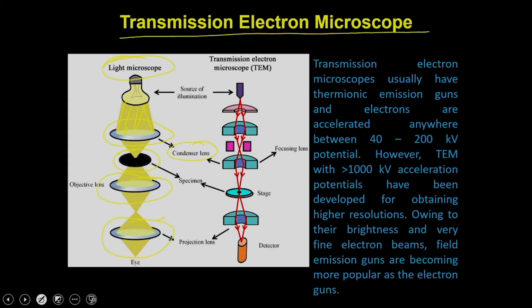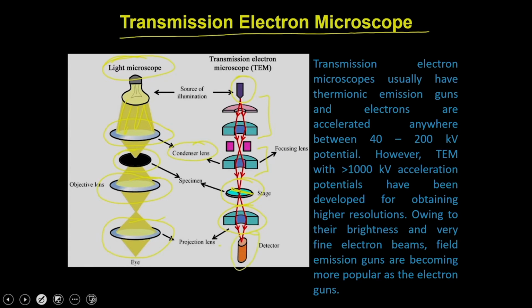Similarly, in the case of a transmission electron microscope, you have the electron gun through which the electrons are coming, and then you have the magnetic coils through which you can focus these electrons. Then you have the focusing lens, which is going to focus the beam and illuminate the sample kept on the stage. Whatever electrons come out from the sample are focused by the projection lens, and then go on to a detector.